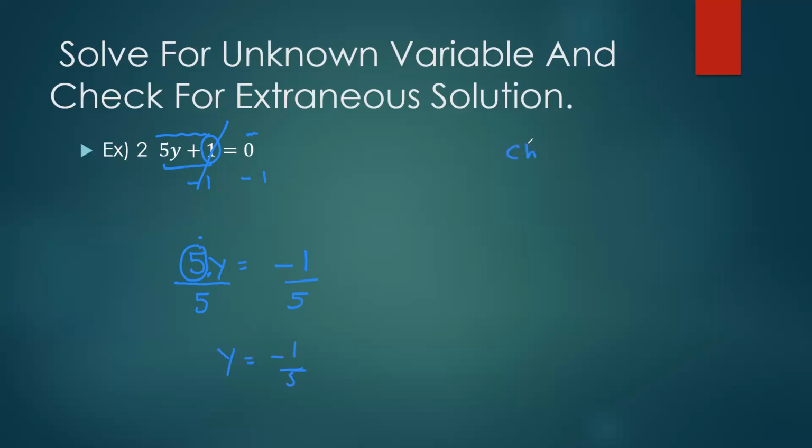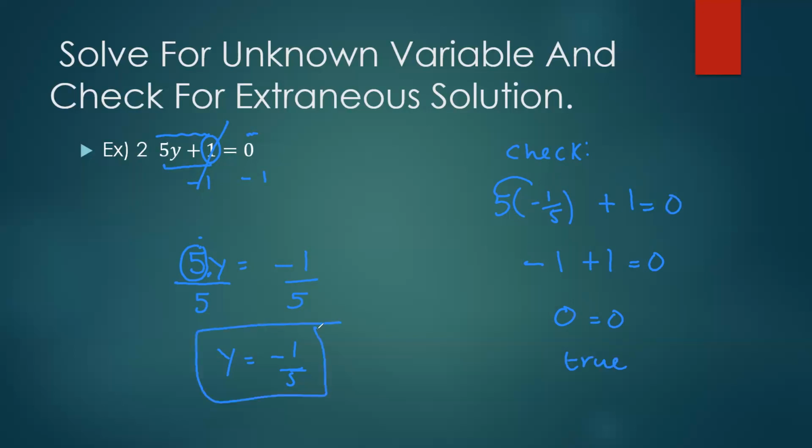Okay, now we got to check it. Put it back into your original problem. So it's 5, replace y with negative 1/5, plus 1. Does that give you 0? 5 times negative 1/5 is negative 1, plus 1 equals 0. This is 0 equals 0. This is true. That means this is the answer. Okay, yeah, that's that one. Let's move on to the next problem.